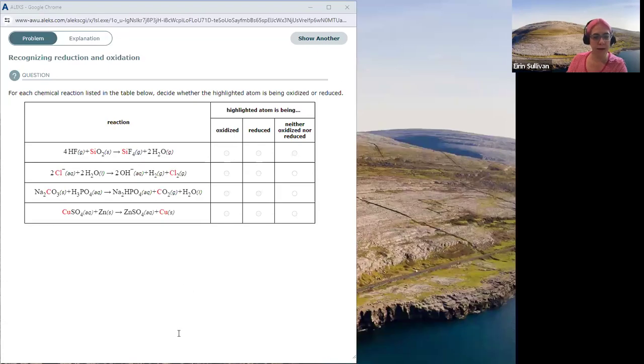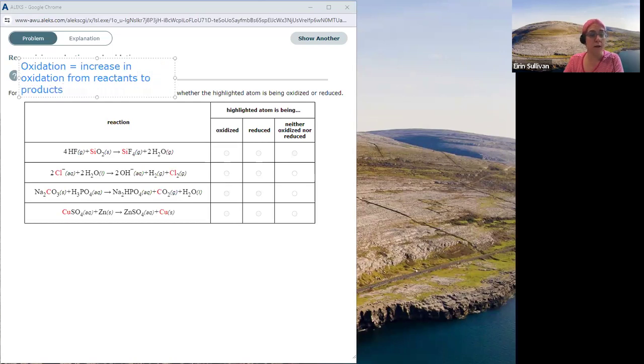Okay, so the key to recognizing oxidation and reduction is that oxidation is an increase in oxidation number between the reactant and product side, and reduction is the opposite of that. So reduction is a decrease in oxidation number from reactants to product side. So what's the easiest way to work that out?